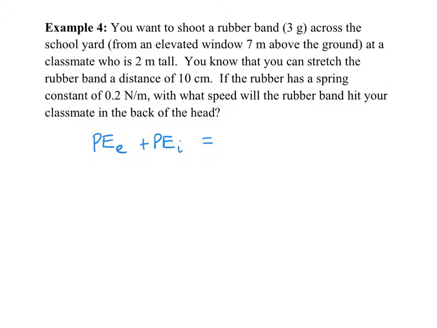I wanted to hit my classmate in the back of the head. Right? So what I can see, it says, what speed will it hit your classmate in the back of the head? So we're trying to figure out the kinetic energy at the end. And if you think about your classmate having a height of 2 meters, we could say there's still potential energy at the end. That's one way of doing it. Okay, if I call the ground level. But if you call your classmate's head ground level, this drops off.